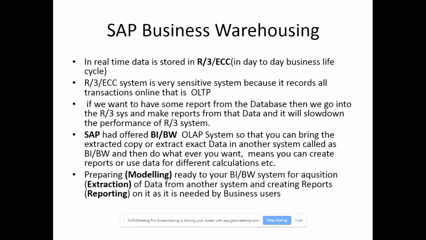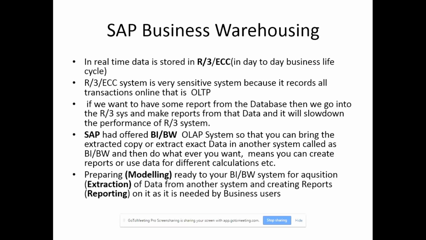So it will be a big burden on the system. Even though reporting is possible, it is not a multi-dimensional system. It is a two-tier architecture, so you will not be able to analyze the data in different ways. That is not possible using an OLTP system. So, because of the performance issue and the need for analysis in different ways, mainly they came up with a new system called SAP BW.